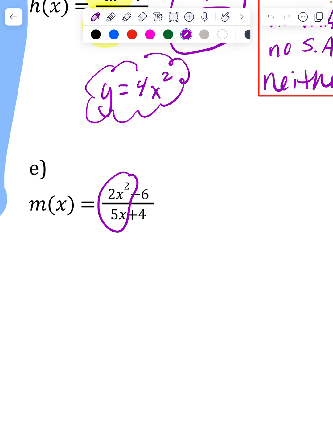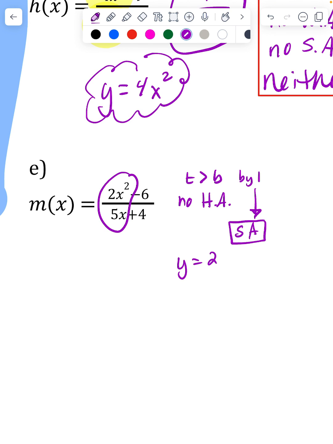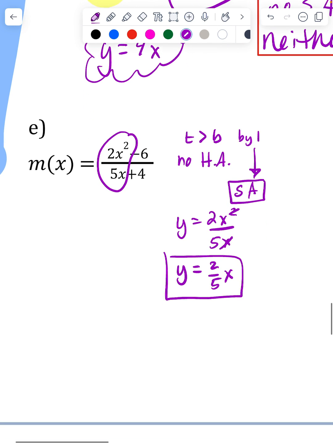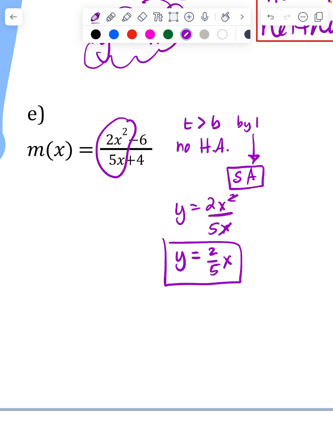Okay, let's take a look at E and F. The top is greater than the bottom, so that guarantees there's no horizontal asymptote. It is greater than the bottom by 1, so you do have a slant asymptote. If you think about just those first two terms, this x cancels one of these. My slant asymptote is going to be parallel to the line y equals 2/5 x, meaning it's going to follow that up 2 over 1. And if I drew that, that is a positive sloping line.